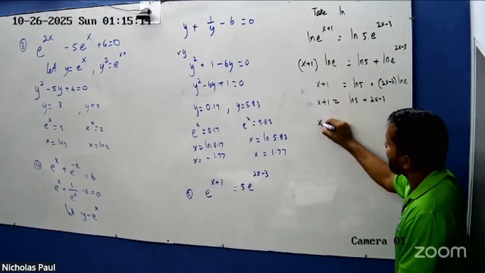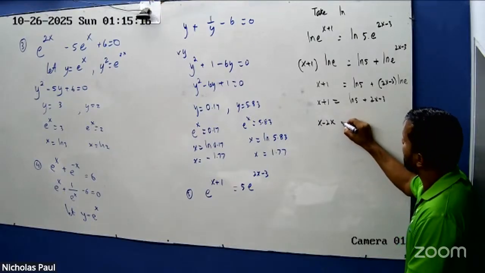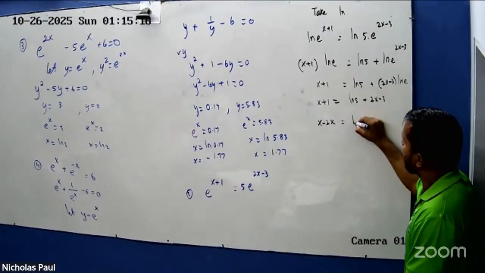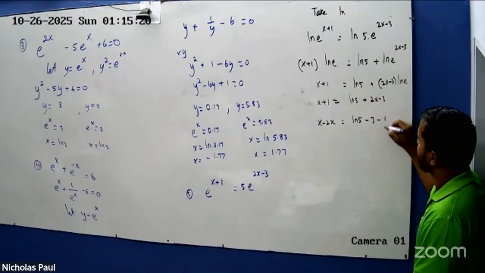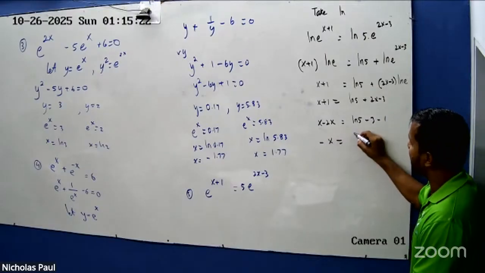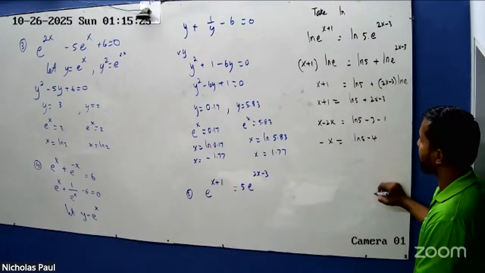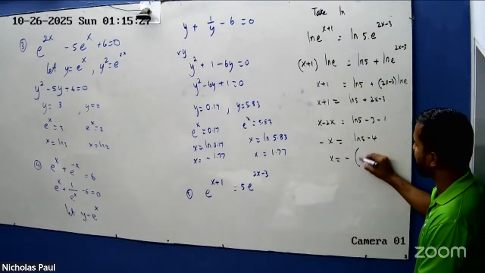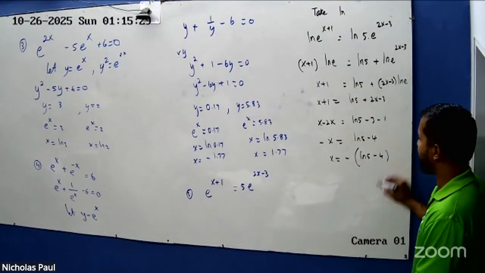Bring the x on one side, and bring the numbers on the next side. So I have minus x is equal to ln 5 minus 4. x is equal to minus ln 5 minus 4.